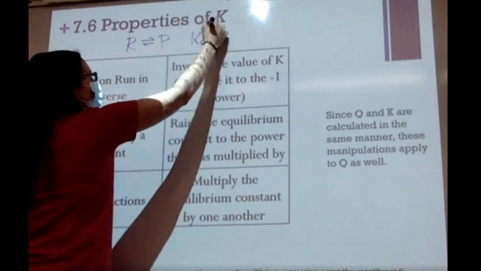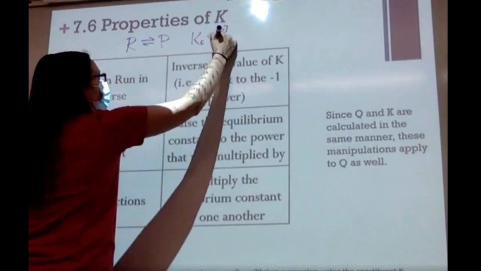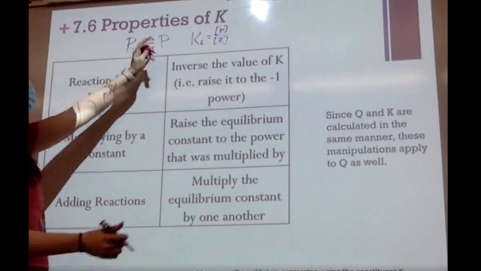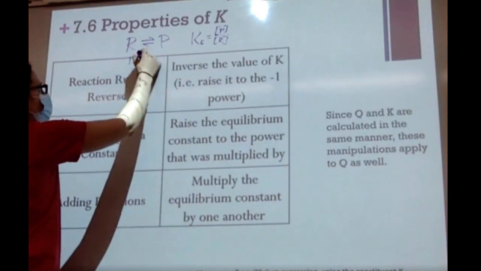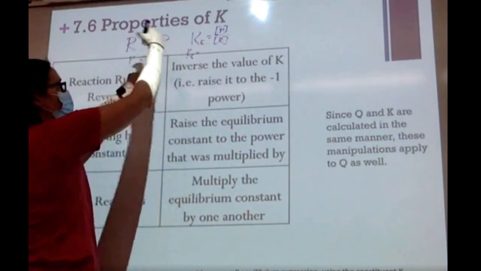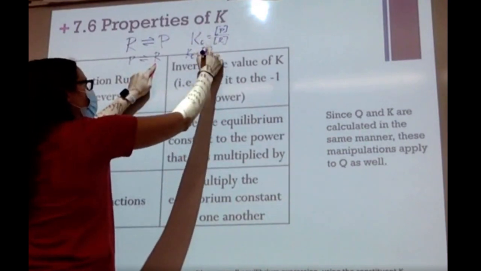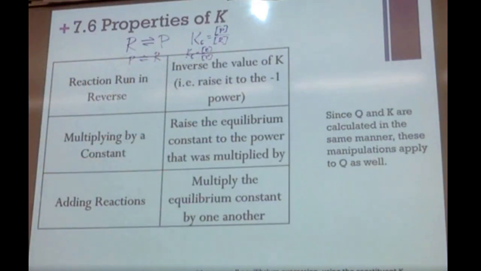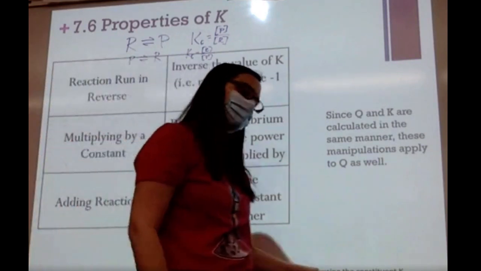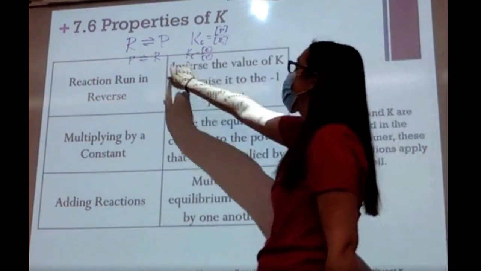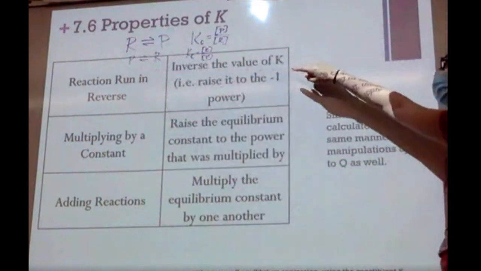Right? Our Kc is products over reactants. Now, what if we run the reaction in reverse? What if we flip this? Well, now it becomes products to reactants. Now Kc, because it's still products over reactants, now it's R over P. Notice what happened to the Kc. They flipped. But flipping an equilibrium constant is not changing the sign because K cannot be negative. When we say flip, we're flipping the fraction. So if we flip a reaction, we take the inverse.